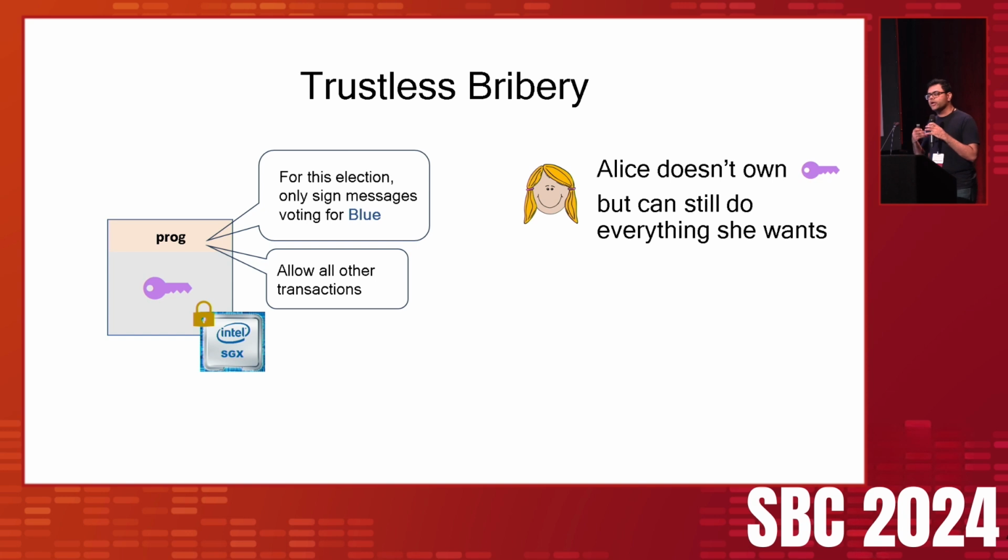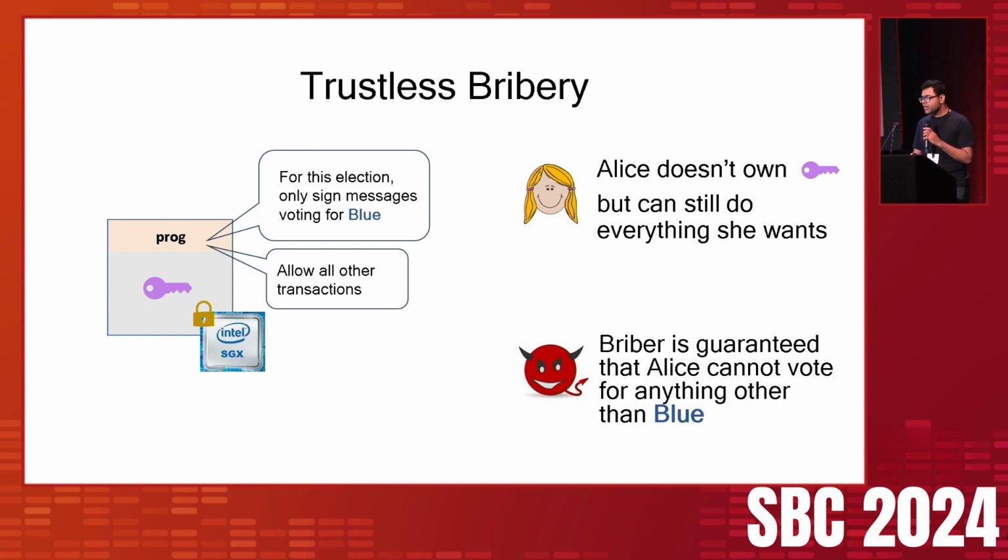Now, this encumbered key program creates a problem, because here you can think about the key as Alice's key, but she doesn't own the key. But she can still do everything she wants with the key. She doesn't care about this particular election and is willing to be bribed for it. But she can still do everything else that she wants with the key. But at the same time, the briber is guaranteed that Alice cannot vote for anything else other than blue. So this encumbrance creates a trustless bribery between a briber and the user who wants to be bribed, so that they don't have to trust each other, but can still benefit from the transaction.